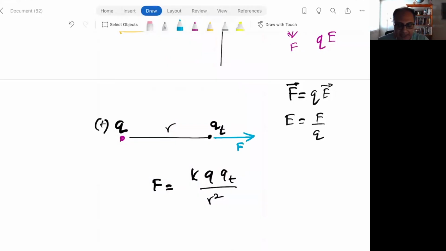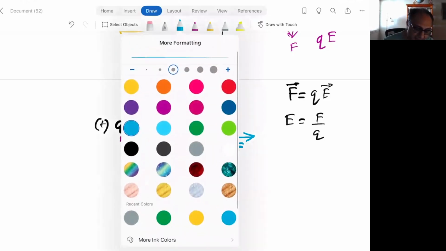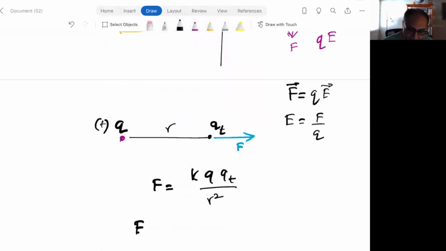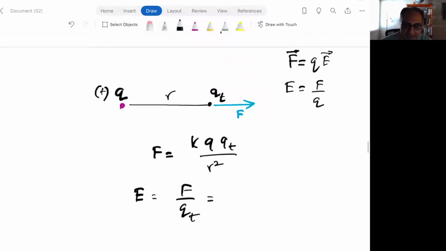So now that I know what the charge is and I know what force it's feeling, I can use the formula F equals QE to calculate the electric field. So the electric field is going to be F divided by Q. So it's just going to be F divided by QT, right? Because QT is the one that's feeling the force F. So F divided by QT by definition is the electric field. And so it's just going to be KQ divided by R squared. Everybody clear about that?